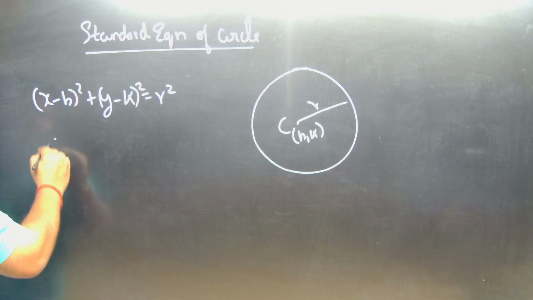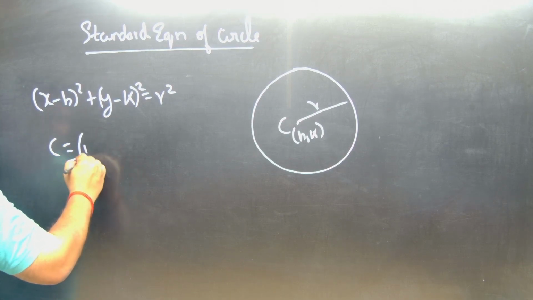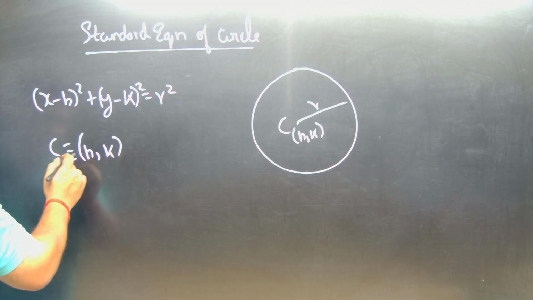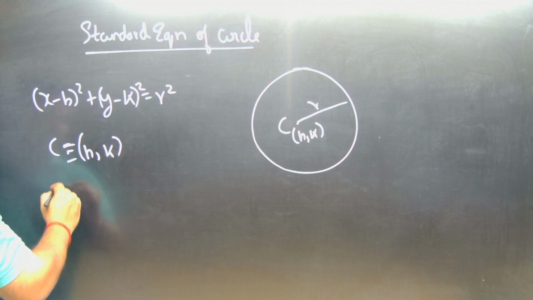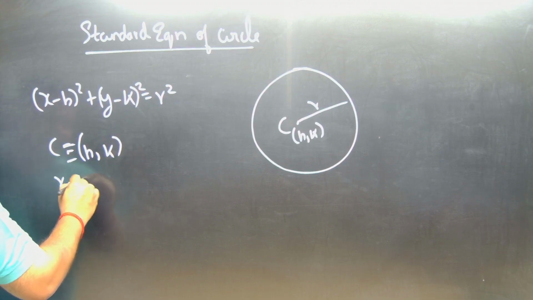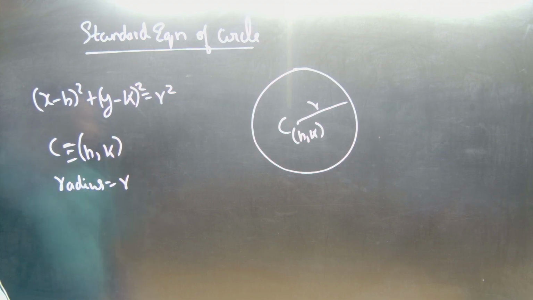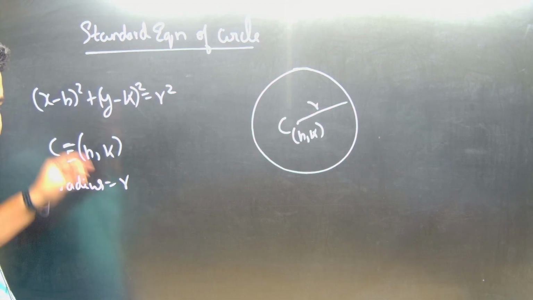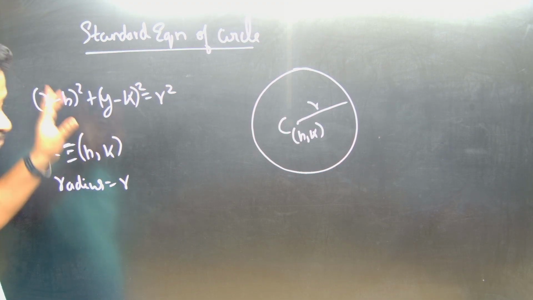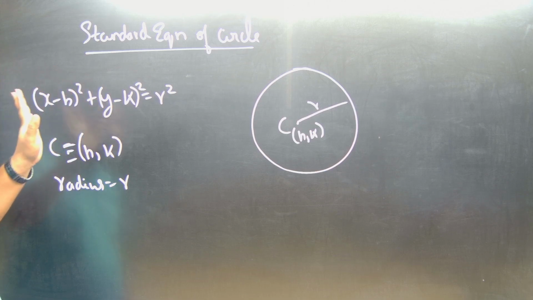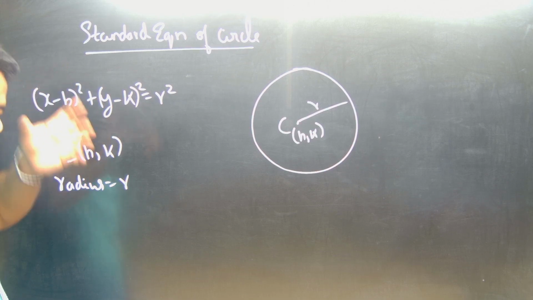So here the center is what? The center is given by (h, k), there is no minus and all. The center will be given by (h, k), and the radius is r. That is what we got here. So the center is (h, k) and the radius is r. Directly the center and radius are visible. That's why it is called the standard equation of the circle.